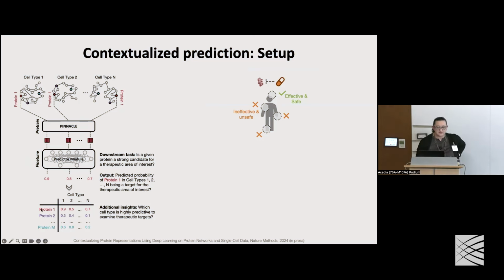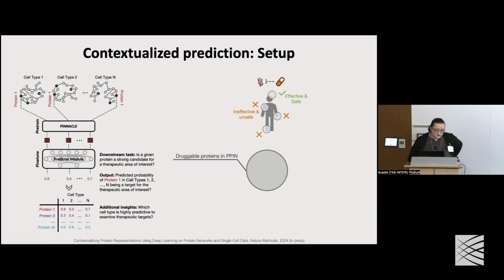So the ultimate output that we want to get from contextualized prediction is we want to fill in this matrix where we have different proteins in rows. In columns, we have cell type context. And we want to fill in this matrix such that a value at a particular position would indicate the score or predicted probability of the model being a good target for a specific therapeutic area in that cell type context.